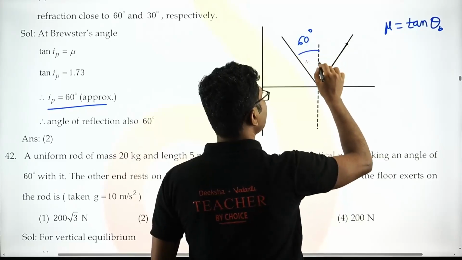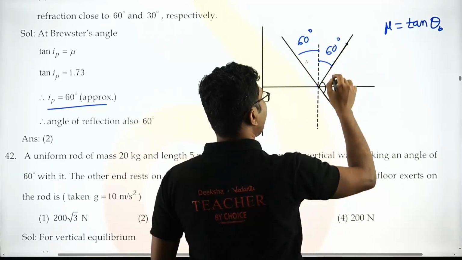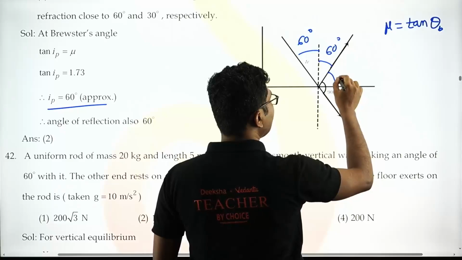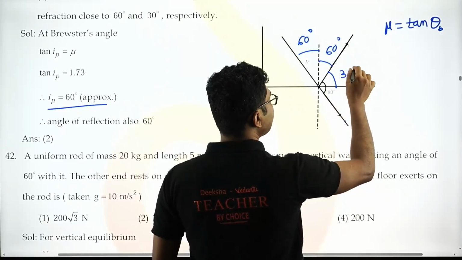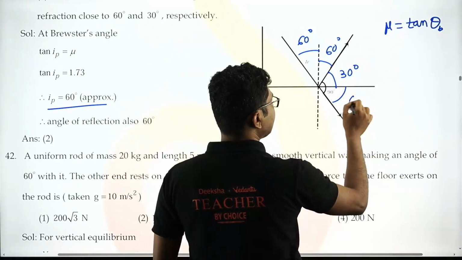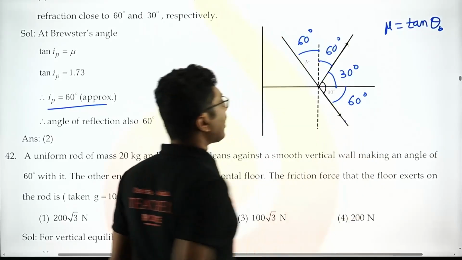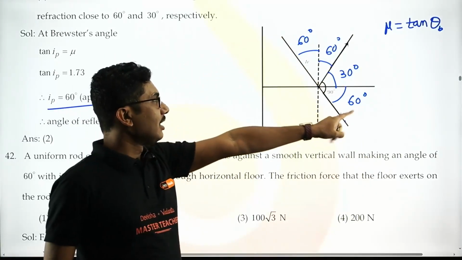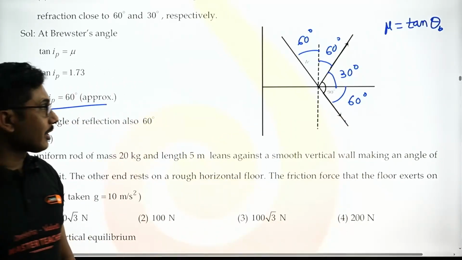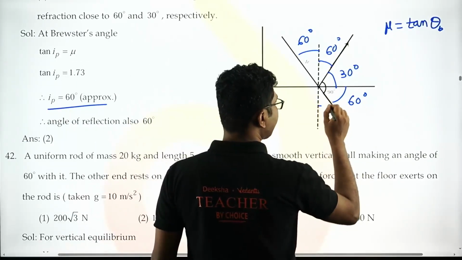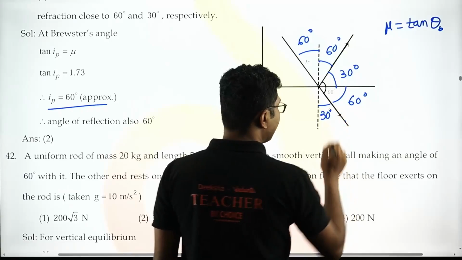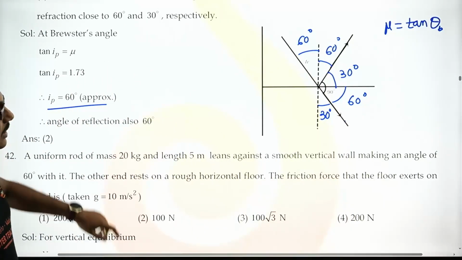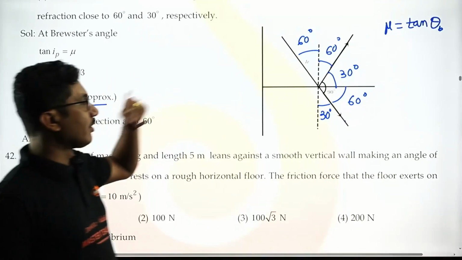So this angle is 60, this angle is 60, okay, and that means this angle will be 30 degrees, so this will also be 60 degrees. So it is almost passing undeviated, right? So if incident angle is 60, refracted angle is not 60, refracted angle will be 30. It is deviating, sorry my mistake. So this will be the question.